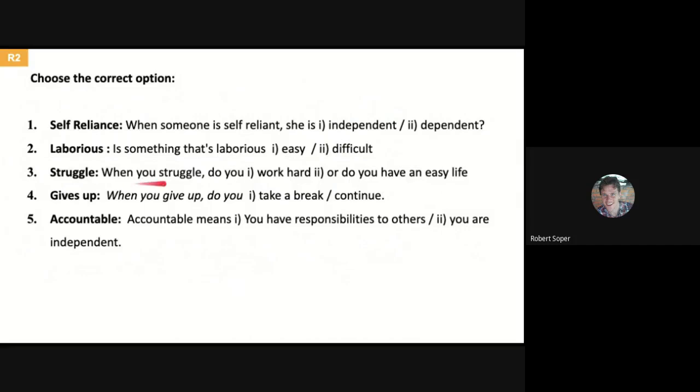Struggle. When you struggle, do you work hard or do you have an easy life? Okay, when you struggle, you work hard. So remember, if we're struggling, we're trying to work hard to overcome a difficult task.